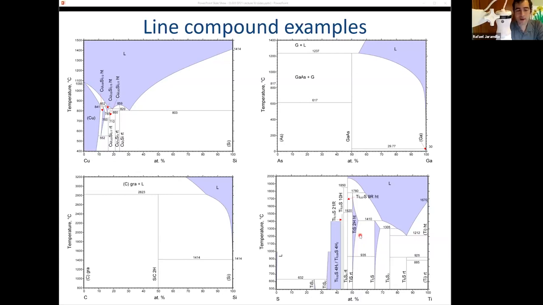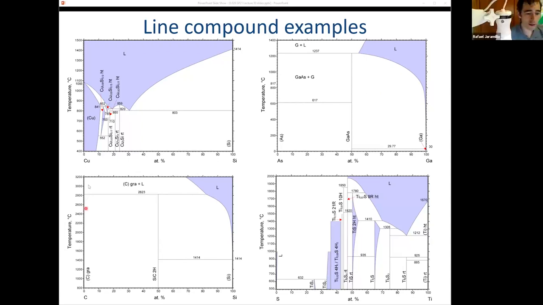So these are four examples, systems that have line compounds and other things. Before I move back to the board, do we have any questions on reading these, interpreting these, using these? I have a quick question. So on the bottom left one and the top right one, do they both contain three line compounds?